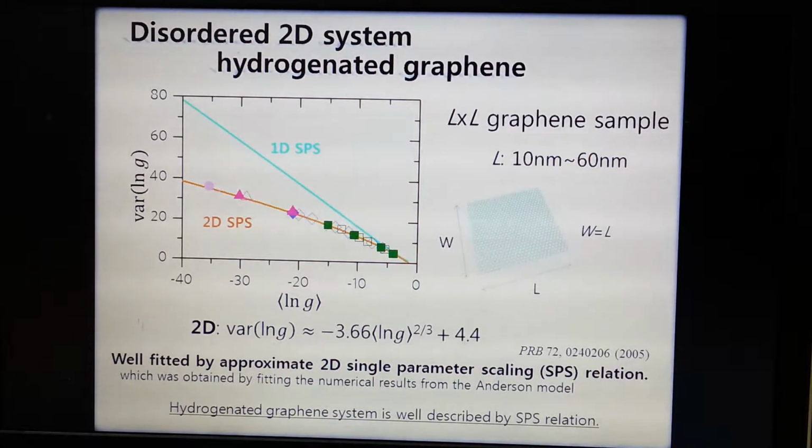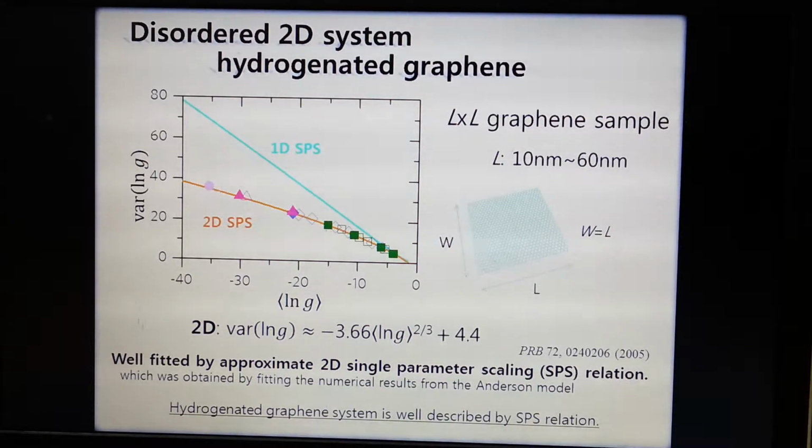Next, we turn to study the two-dimensional system. In this case, we deal with L by L samples where the length and width are the same. And similar to the 1D case, the calculated variance values are drawn as a function of mean values. And again, all the data points are fitted to a single curve, regardless of the details. And a good overlap between our calculations and the approximate 2D single parameter scaling relations indicates that our results are within the 2D SPS regime.